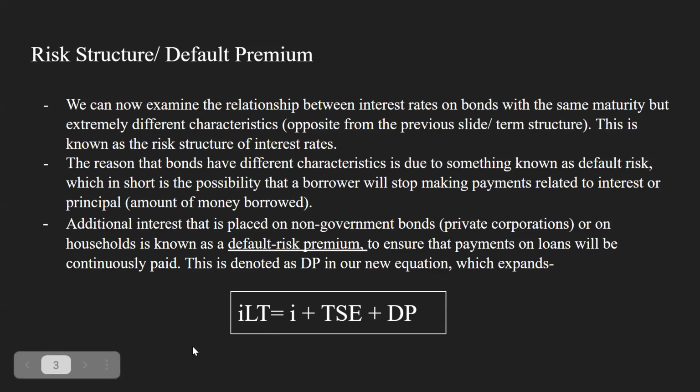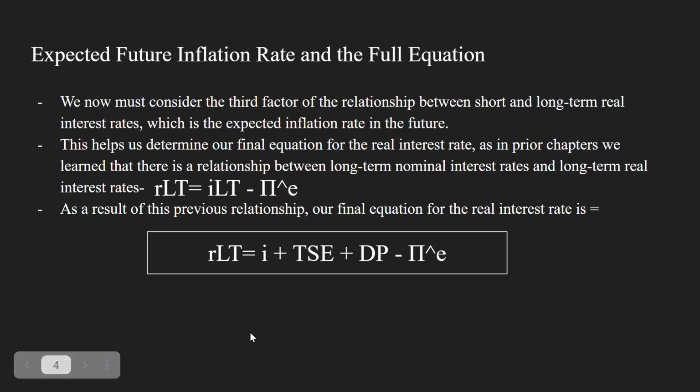So this expands the original equation. Expected future inflation rate and the full equation. We must consider the third factor in the relationship between short and long-term real interest rates, which is the expected inflation rate in the future. This helps determine our final equation for the real interest rate.